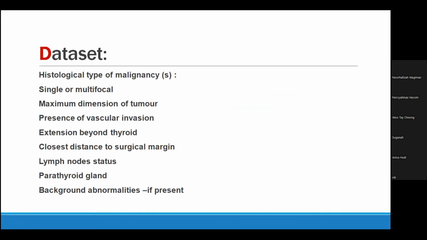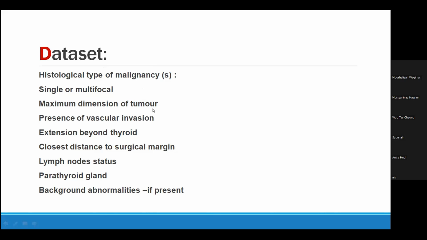So D, again, D for data set. This is the minimum you must have in your data set in your reporting. If there is more than one component of malignancy, you have to mention it. If there is anaplastic, please highlight.